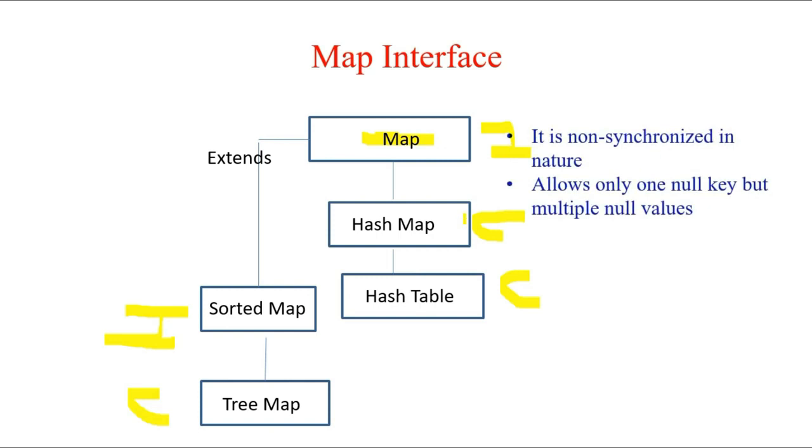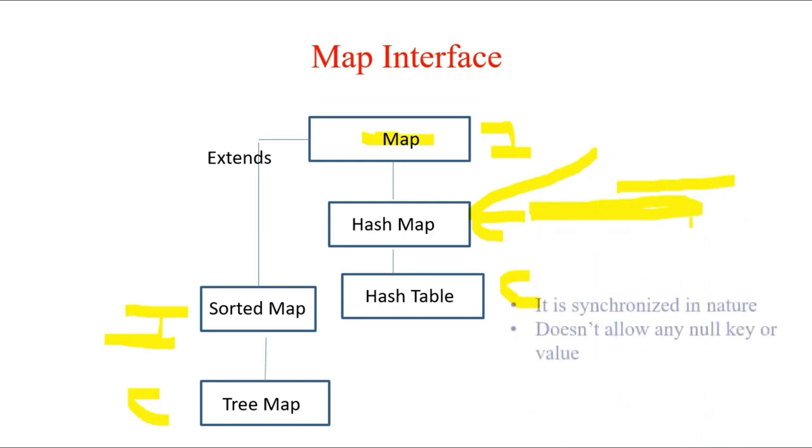So let's see the unique feature of the HashMap. HashMap is nothing but a non-synchronized collection, and it contains only one null key but can contain multiple null values. So why? Because keys are always unique and values may or may not be unique. It's not a necessary condition. But keys for the map should always be unique elements. Hence, only one null key, which is a unique element, is allowed, not more than that. But multiple null values can be allowed in the HashMap.